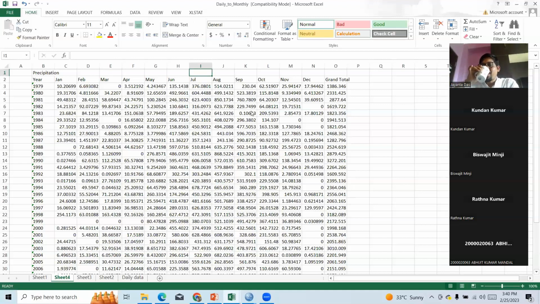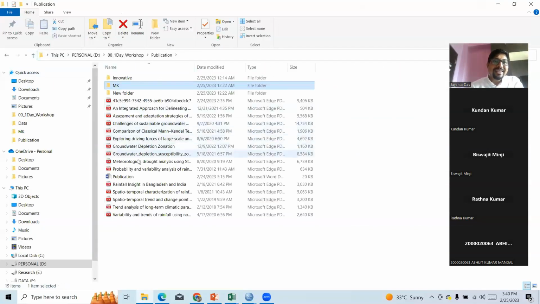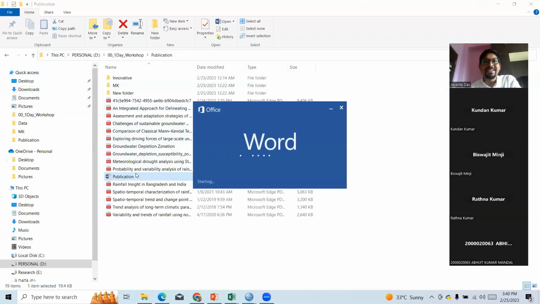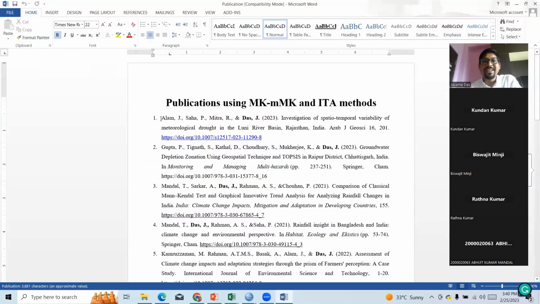So for trend analysis, I'll share some papers I have published. Actually, I'll share my publication. I already mentioned yesterday, I published this paper, investigating spatiotemporal variability. Actually, temporal means trend analysis, spatial means spatial variation, so we have to use GIS. If the organizers invite me again, then I'll obviously share how we can spatially distribute our results using GIS techniques.